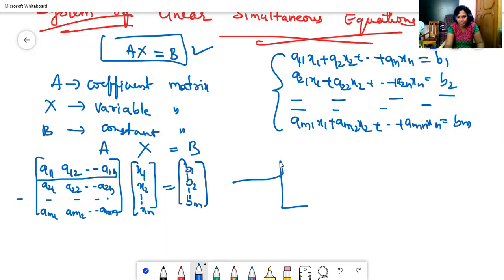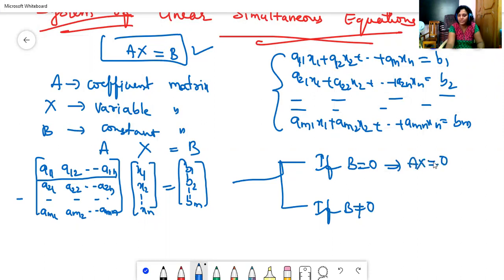This type of linear system of equations can be expressed in two types: if b is equal to 0, and if b is not equal to 0. When b is equal to 0, the matrix form reduces to Ax equal to 0. It is called a homogeneous system.